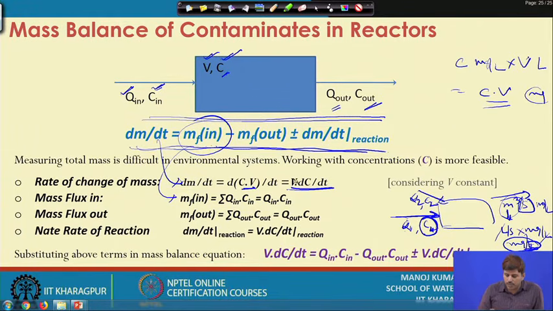So, units also have to be seen here. Here V is in meter cube, this is a constant volume, and dC by dt is milligram per liter per time. Similarly, the total mass entering here will be Q in into C in, the rate of mass flux in. And if there is more than one stream, we will have a summation of all these streams: Q1 into C1 plus Q2 into C2 plus Q3 into C3. If there is only one, then Q in into C in. So, this becomes mass flux in, and similarly we get mass flux out as the summation of Q out into C out.